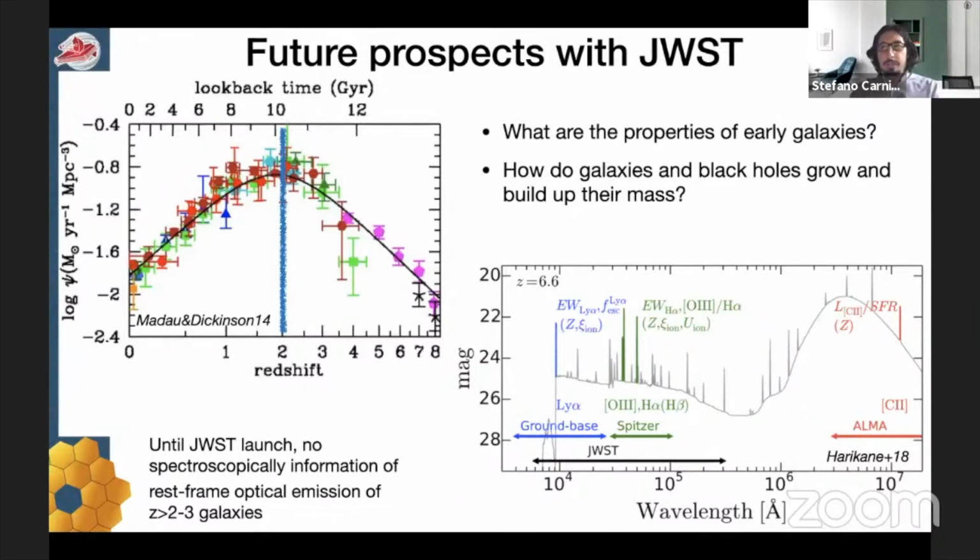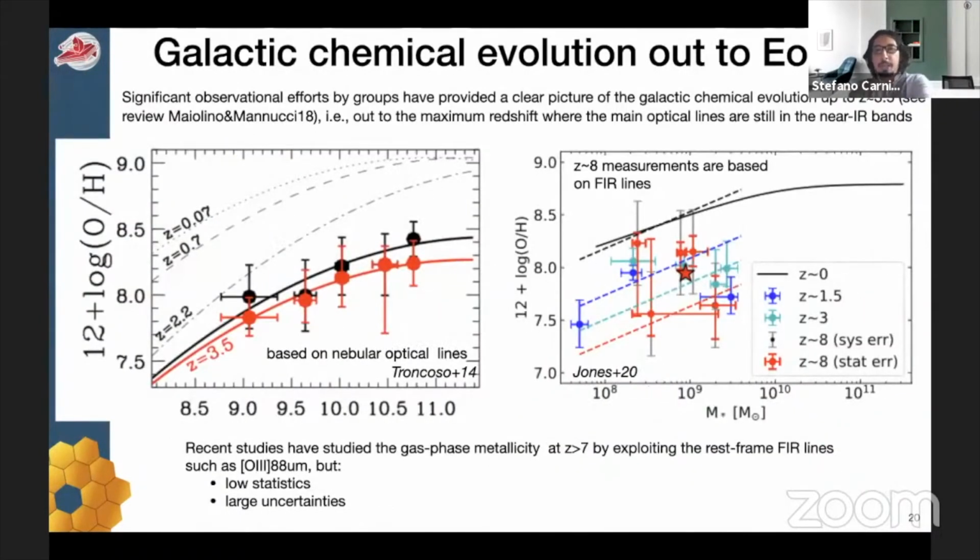One of the main topics of the program would be the baryon cycle and the metallicity, studied within the Epoch of Reionization. So far, with optical lines, we know very well the relation up to redshift 5, and we have some studies that use ALMA at redshift higher than 7, but these suffer from large uncertainties and low statistics.